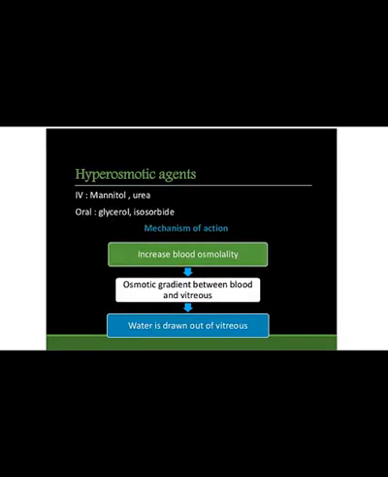Now, in addition, other drugs are also used in glaucoma in very severe intraocular pressure rise. The most commonly used drugs are intravenous mannitol or oral glycerol or isosorbide. The mechanism of action is increased blood osmolality, and there is an osmotic gradient between blood and vitreous, due to which water is drawn out from the vitreous.